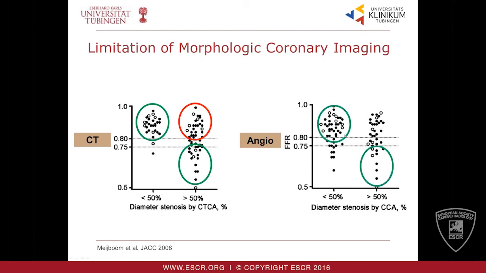The good news is that angio has the same problem. These are the correct diagnoses in angio, and also angio, invasive coronary angiography, would make false positive diagnoses here. So this shows you that both CT angio and angiography have the same problem with morphologic assessment of the stenosis because they make many false positive diagnoses, having a low positive predictive value and a low specificity. Okay, so that's fair. Both are not perfect.